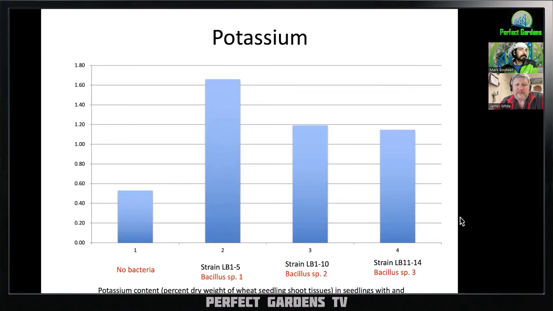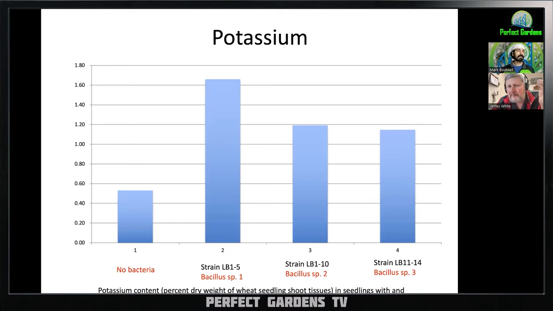Potassium, you can see it's really important for potassium. With that one microbe there, it gave it a lot of potassium compared to the no microbe. And these others give it a little bit less, but still more potassium than the control. Wow. And potassium is actually one of the nutrients that are inside these bacteria. So it's in the cytoplasm of the bacteria.